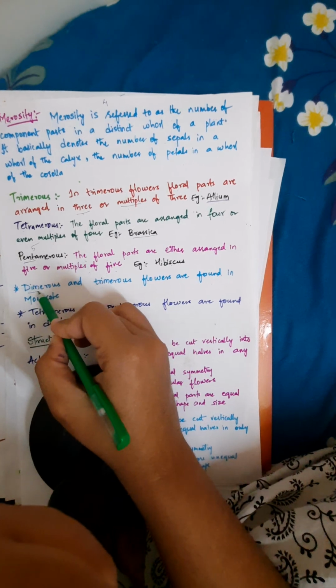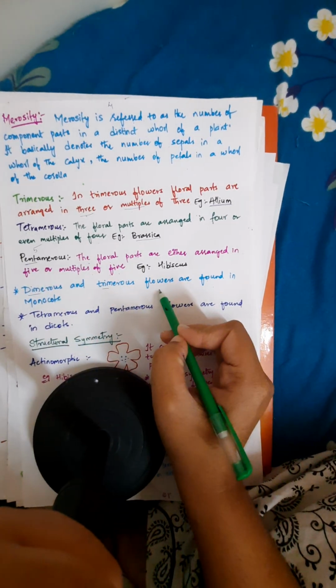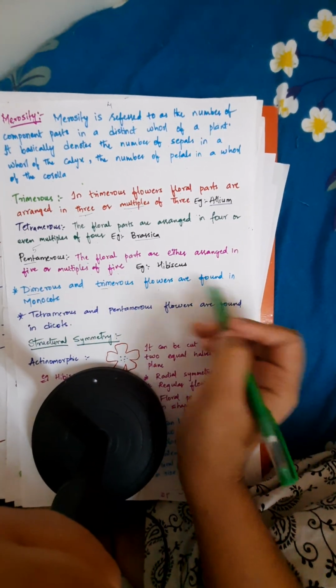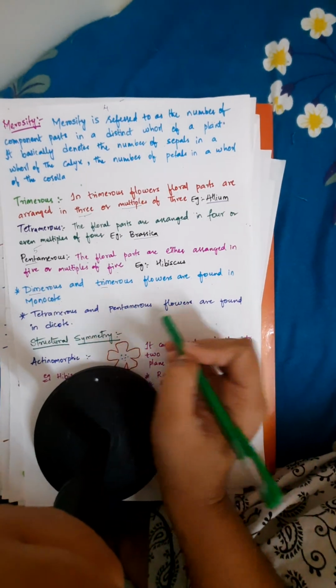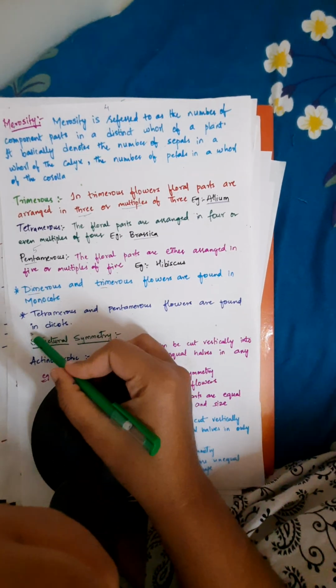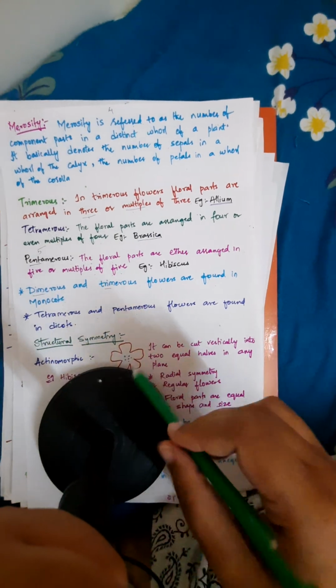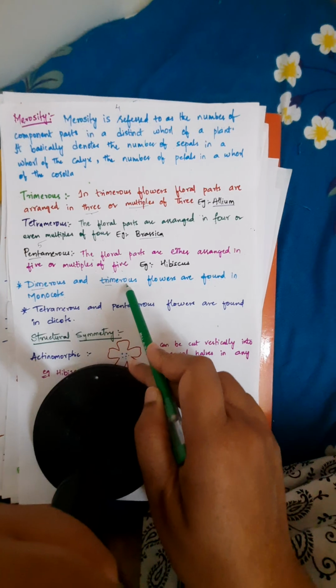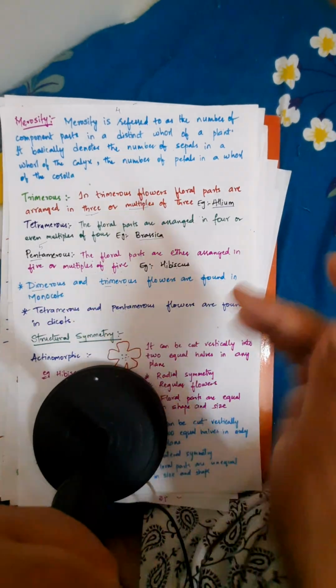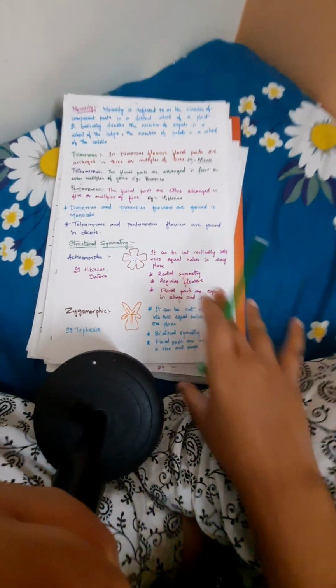So dimerous and trimerous flowers are found in the monocots, whereas tetramerous and pentamerous flowers are seen in the dicots. So tetramerous and pentamerous flowers in dicots and dimerous and trimerous flowers in monocots. So this is the merosity.